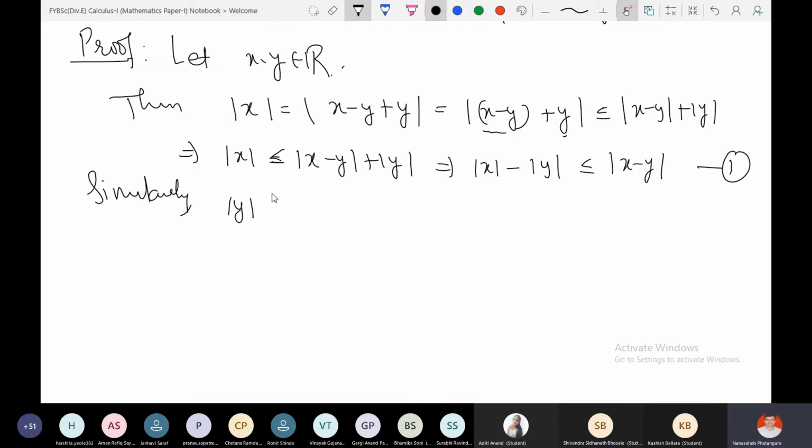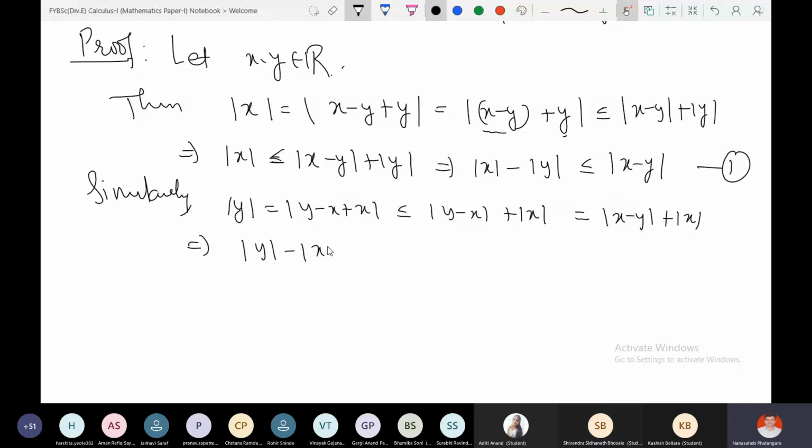Right, so I have just chosen two numbers. Now I restricted to these two numbers only. Whatever you select initially, just work with these two numbers. Is it right, and it is less than or equal to y minus x plus absolute value of x. Right, and it is simply absolute value of x minus y plus absolute value of x, because by our previous discussion x minus y and y minus x absolute value is same. Therefore, absolute value of y minus absolute value of x is less than or equal to absolute value of x minus y.